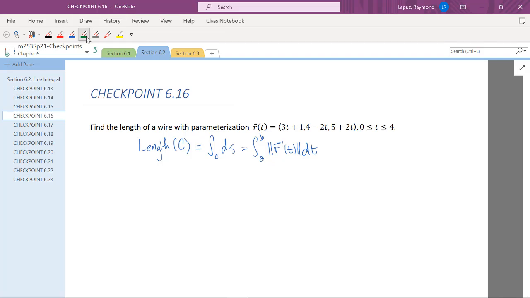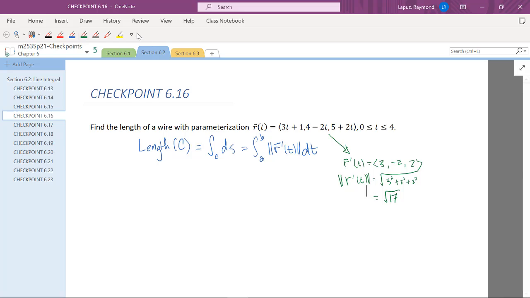Now that we have that information, we can just use the formula by finding the derivative of r, which in this case, because it's linear, is going to be constant. So it'll be the constant vector 3, negative 2, positive 2, and its magnitude is going to be the square root of 3 squared plus 2 squared plus 2 squared, and that's 9 plus 4 plus 4, so that's the square root of 17. The magnitude of this is equal to the square root of 17.